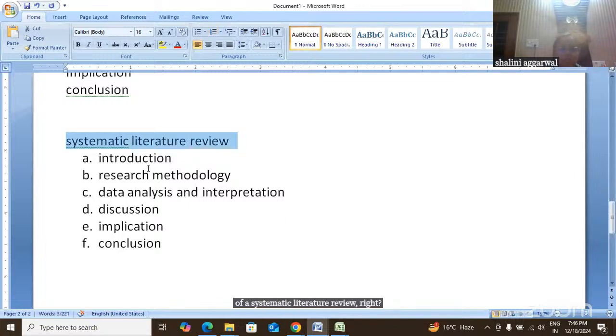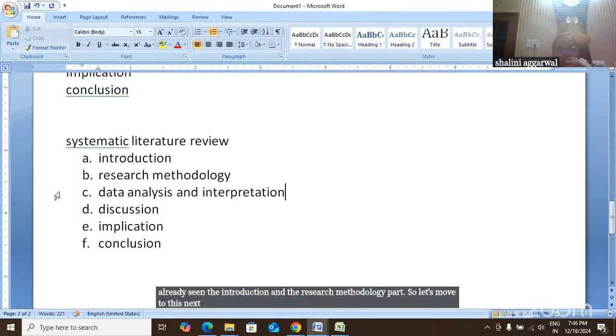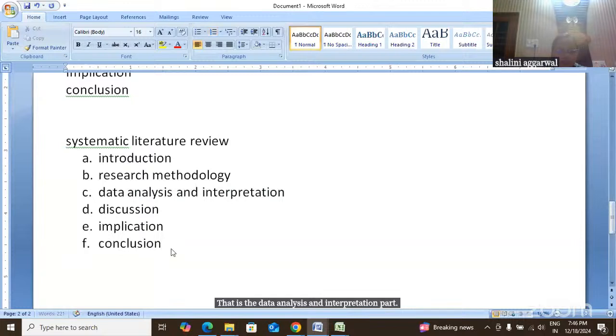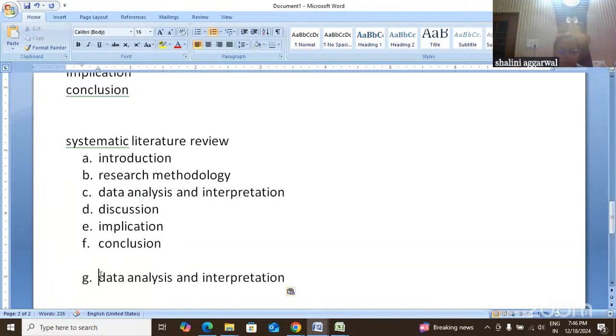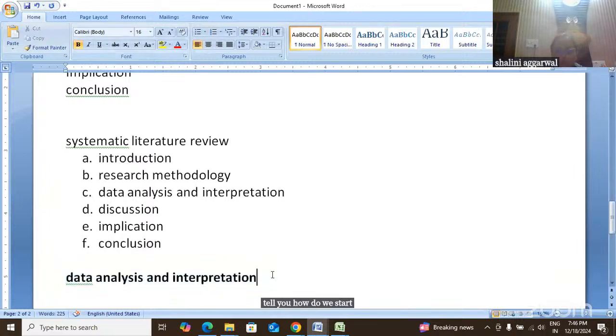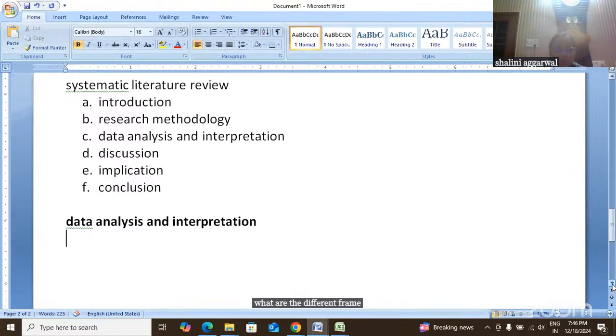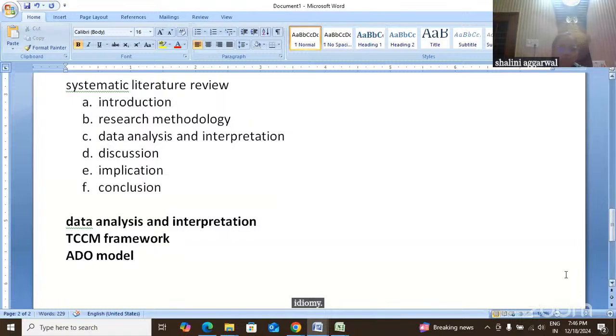We have already seen the introduction and the research methodology part. So let's move to the next topic of today, the data analysis and interpretation part. Let me tell you how we start with it. Now, the frameworks that I've already told you: the TCCM framework, the ADO model. All of this will become a part of the data analysis framework.